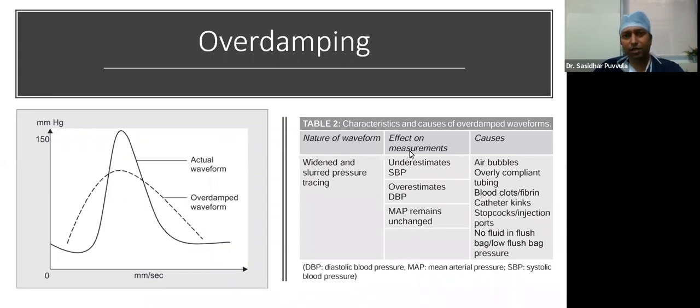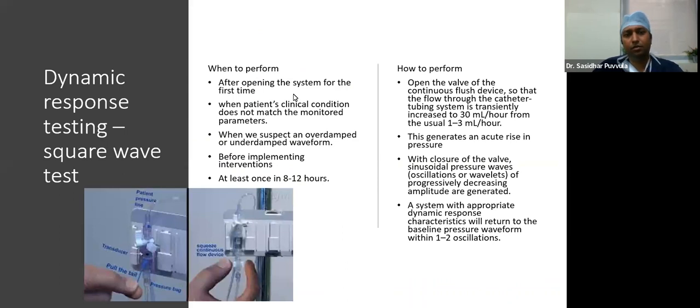So how can you recognize underdamping or overdamping in your system? This test, dynamic response testing or square wave testing, is one test. It is also called the fast flush test, where you can recognize underdamping or overdamping of your pressure transducing system. So how to do that? So when to do that first? So every time you connect any pressure transducing system, we need to perform a fast flush test.